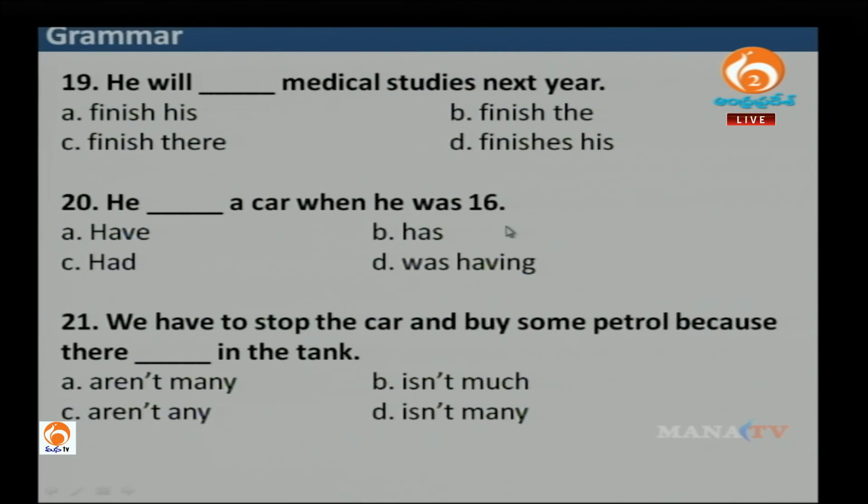Number 21. We have to stop the car and buy some petrol because there dash in the tank. There aren't many. Now you can't say many because petrol is not a count noun. There isn't much is the correct answer. 21B is the correct answer.